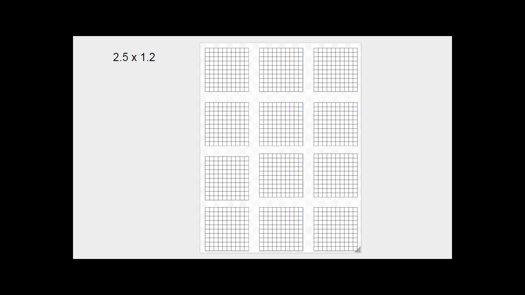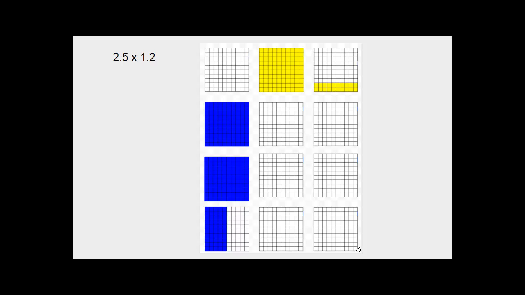Alright, hey everybody. This is going to be a video on the area model that we've been working on when multiplying decimals. And the equation we're going to be working on is 2 and 5/10 times 1 and 2/10. The role of 1 and 2/10 will be played by the color yellow, and the role of 2 and 5/10 will be played by the color blue.